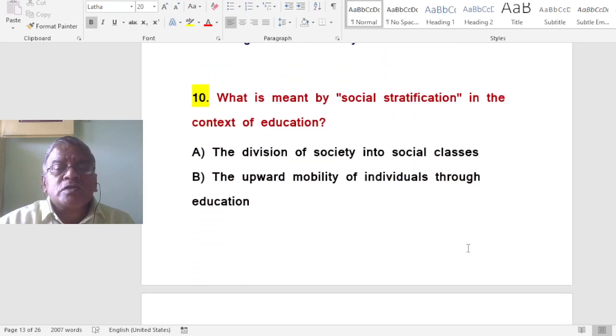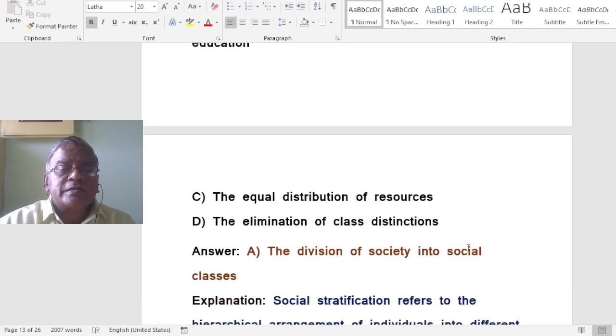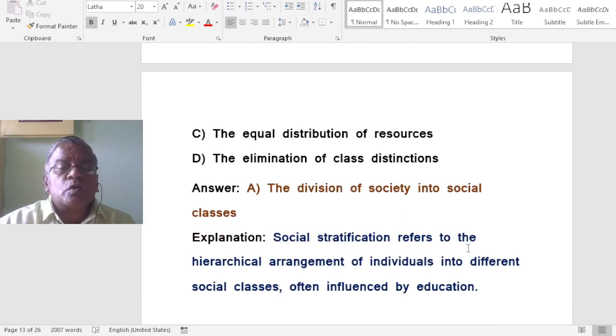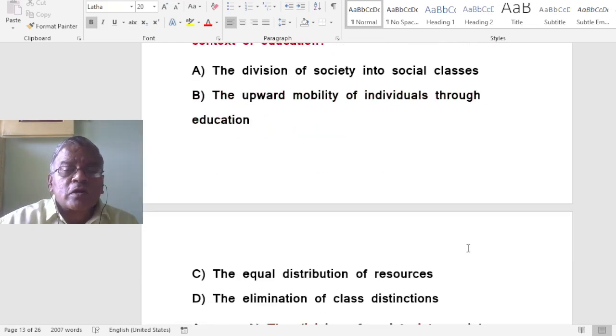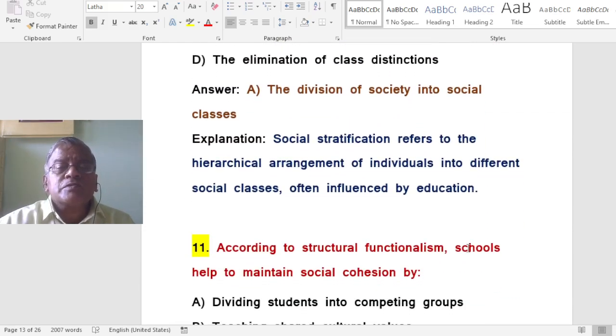What is meant by social stratification in the context of education? The division of society into social classes, the upward mobility of individuals through education, the equal distribution of resources, the elimination of class distinctions. That is the division of society into social classes. Social stratification refers to the hierarchical arrangement of individuals into different social classes, often influenced by education.